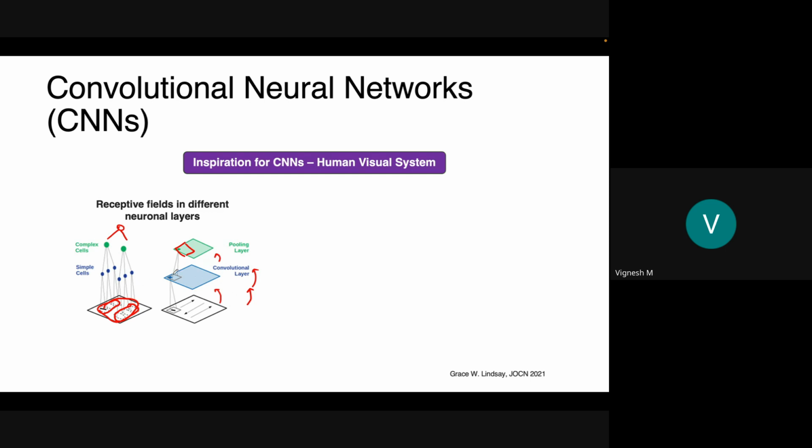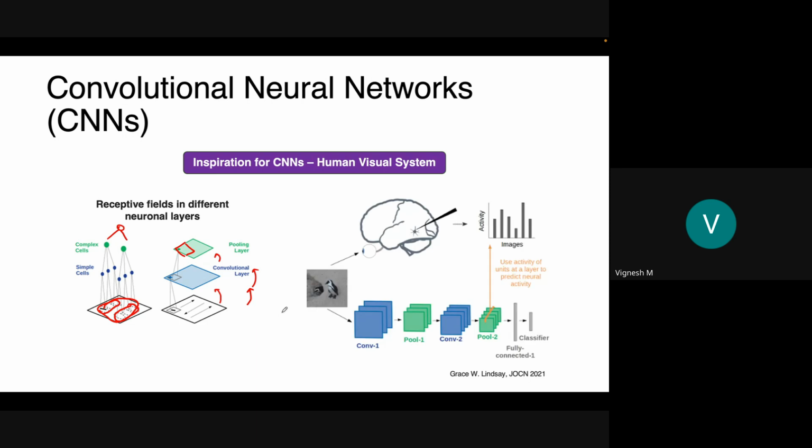But can you see the analogy with the brain? That is, you see these small receptive fields which grow bigger and bigger, right? And that's the same thing that's happening at the level of the CNN.